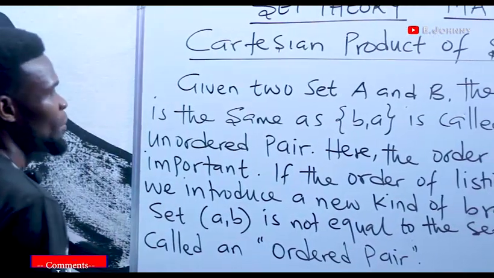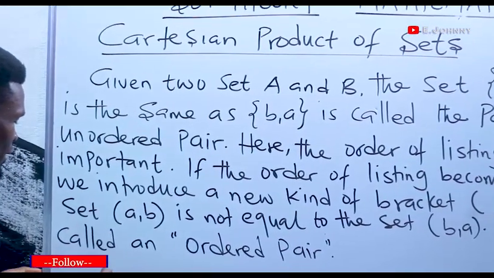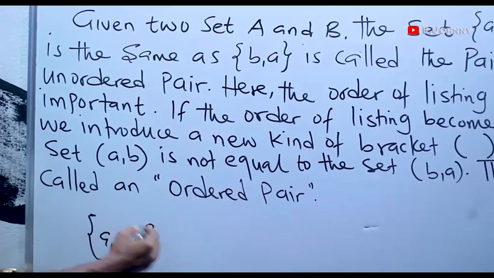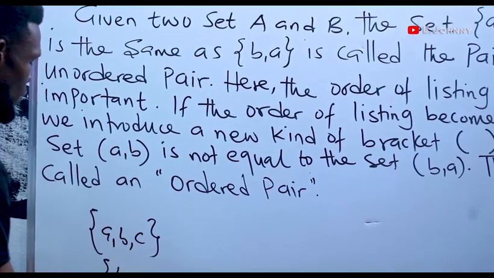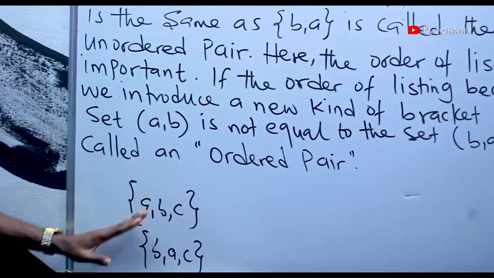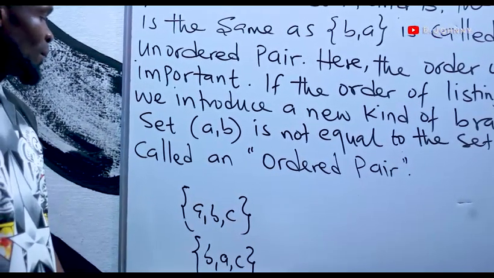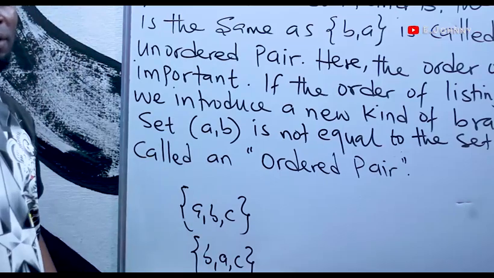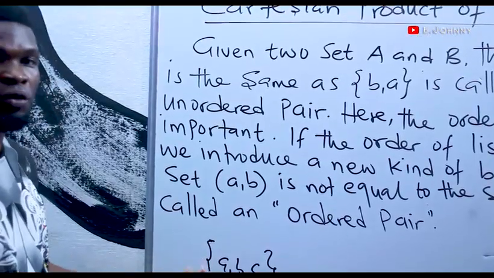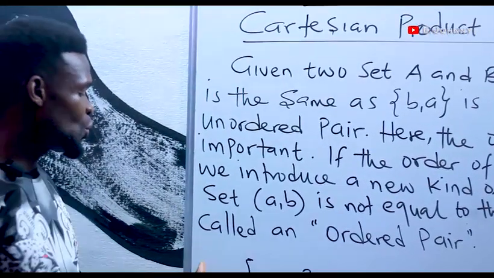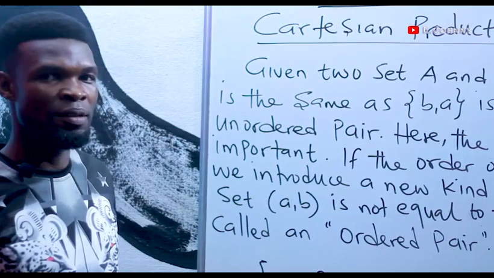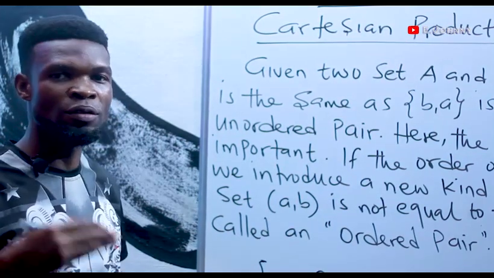Let me simplify all these things that I've written down here. Remember, if you have a set {A, B, C}, this is also the same thing as writing {B, A, C}. In other words, remember we said that in a set the order of arrangement does not matter. So this set is equal to this set. If the order of arrangement does not matter as far as a set is concerned, then we say that this is a set of unordered pair. Unordered in what sense? The order of importance does not matter.